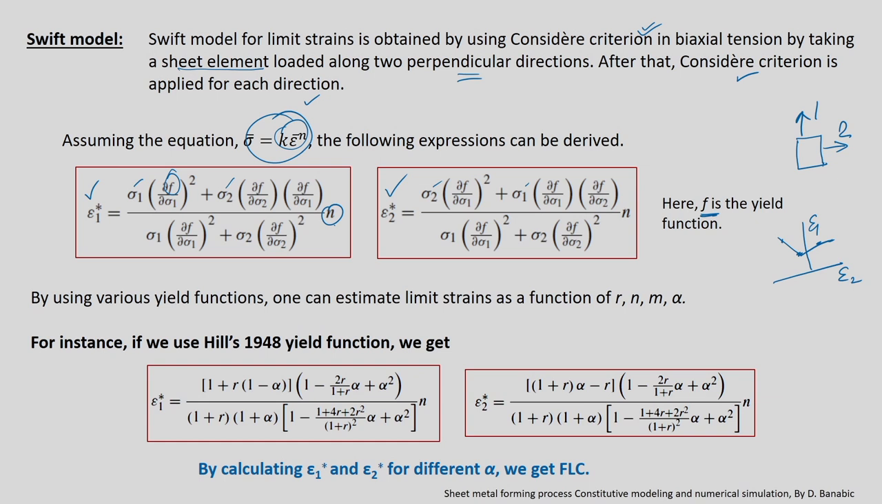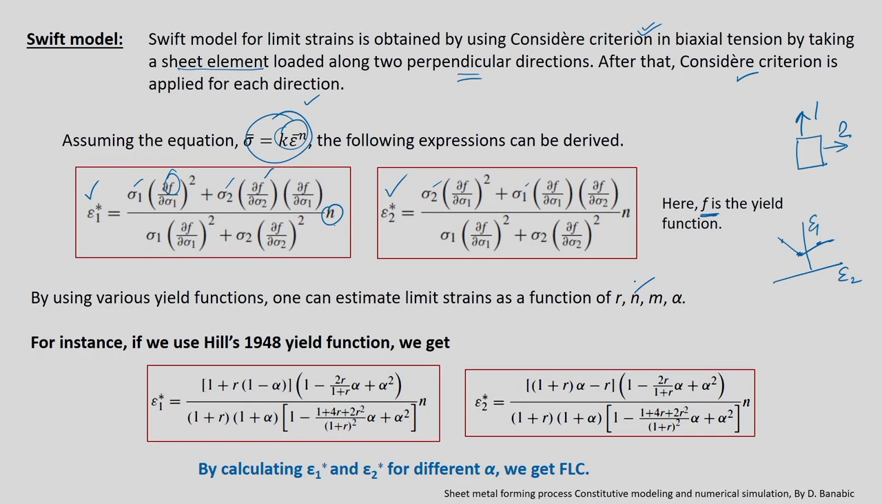So now what we can do is use a variety of yield functions in place of this F, and derive these equations for epsilon 1 star and 2 star. Finally you will see that epsilon 1 star and 2 star could be a function of your n, which is already there, maybe the strain rate sensitivity index, and of course the plane plastic strain ratio also you can include, because you may use an anisotropic yield function. And of course it will be a function of alpha, so that you can get for different alphas what the forming limit strains are.